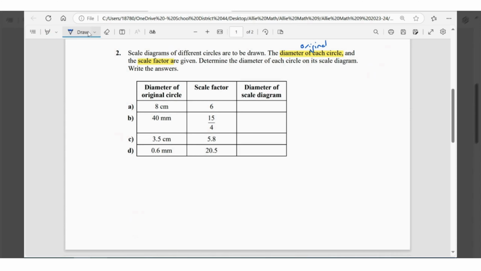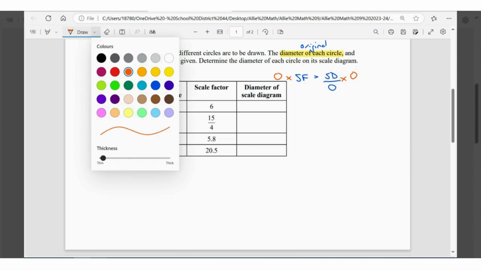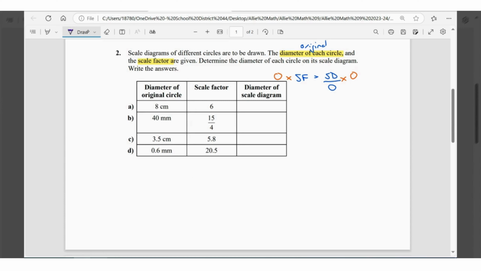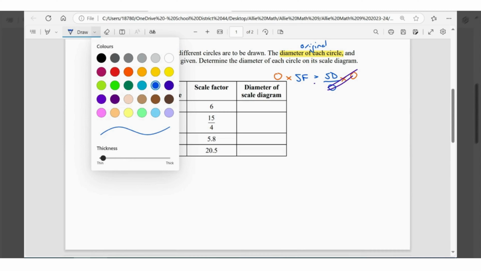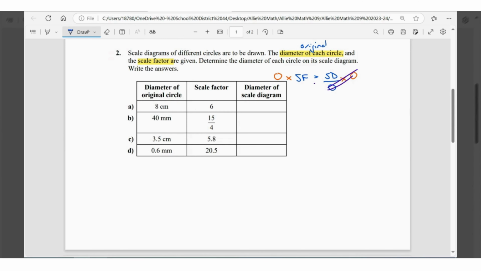So currently we have this relationship that the scale factor equals the scale diagram over the original. And if we want to rearrange this equation, if we want this O out from underneath, we can multiply by O on each side. And what that does for us, we cancel out those O's. And what becomes true is that the original times the scale factor is going to equal the scale diagram. That's helpful for us because we have the original, we have the scale factor, and we want to get to the scale diagram. So this looks like we need to multiply the original.